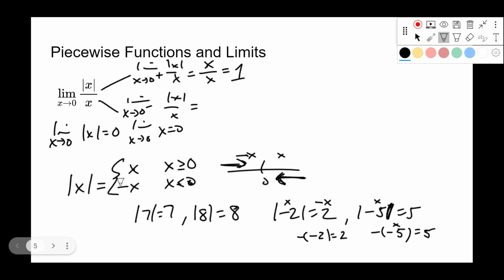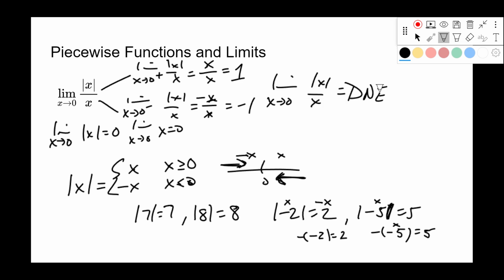As x approaches 0 from the left, from this way, I'm on the graph of the bottom piece, -x. So that's -x over x. Now the bars are gone. I can cancel these x's. I get -1. From the right, I get 1. From the left, I get -1. So the limit as x goes to 0 of the absolute value of x over x does not exist. And that's the correct answer. That limit does not exist.